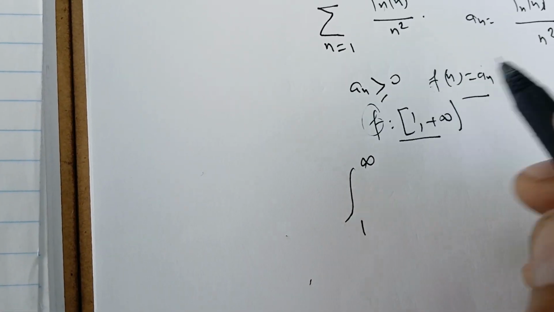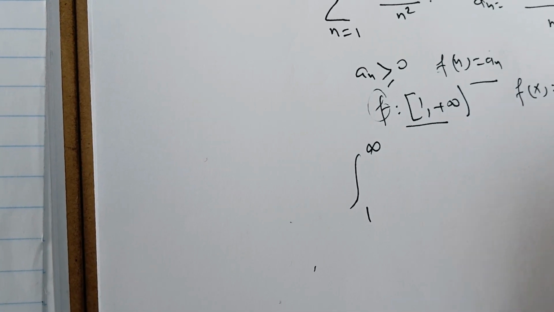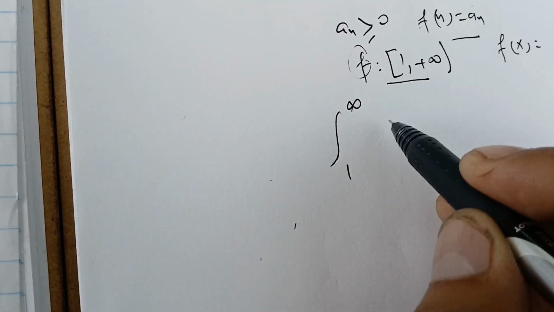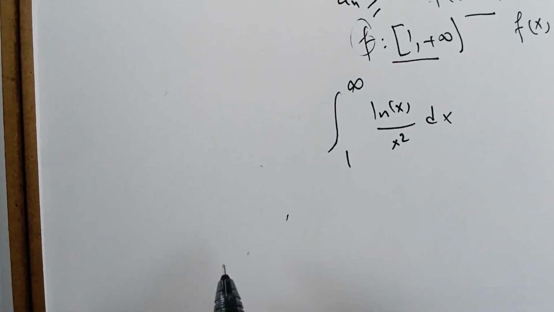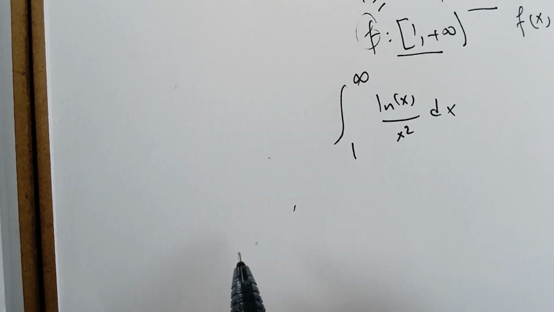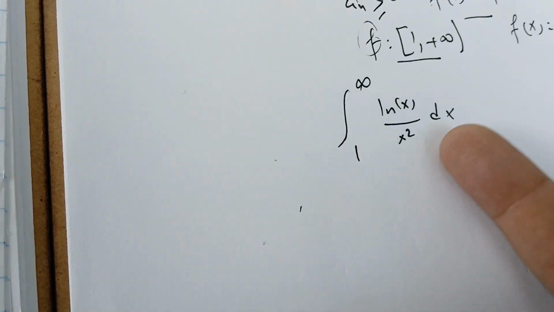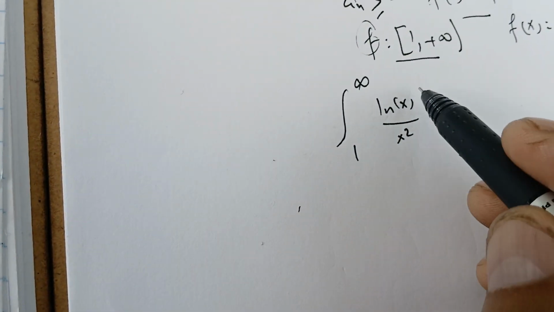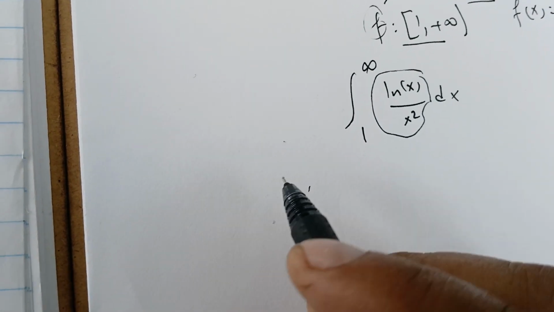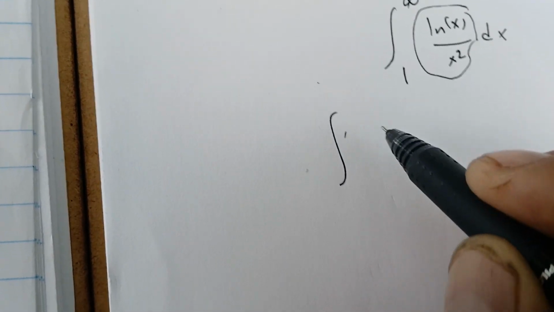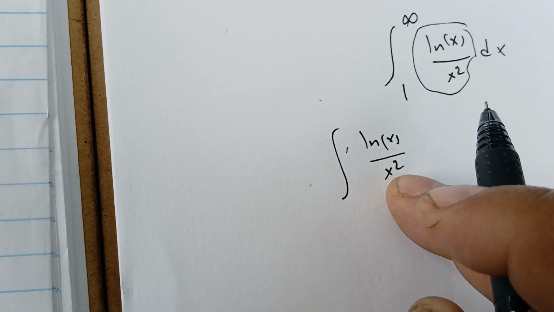So first, let's choose f. f is given by f of x equals ln of x over x squared. So we have the integral of ln of x over x squared dx. We want to see what we get, but first, let's see if we can compute an antiderivative of this one, without the bounds.